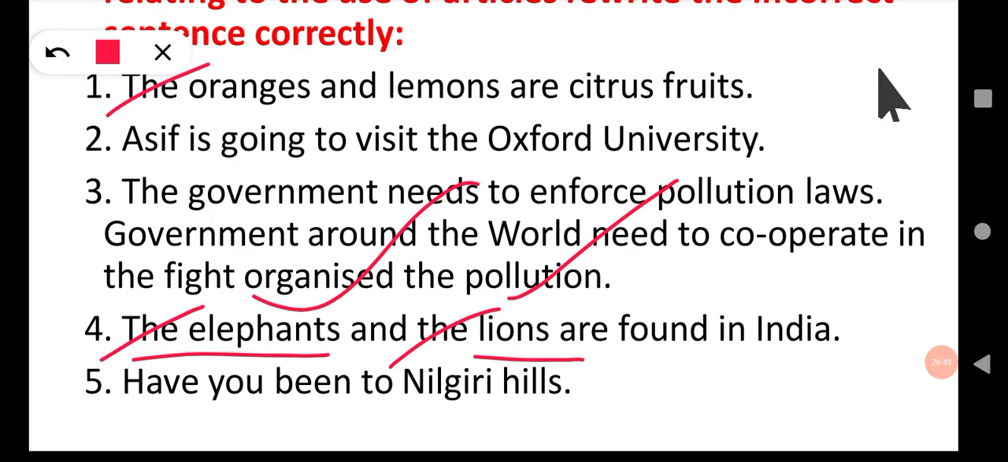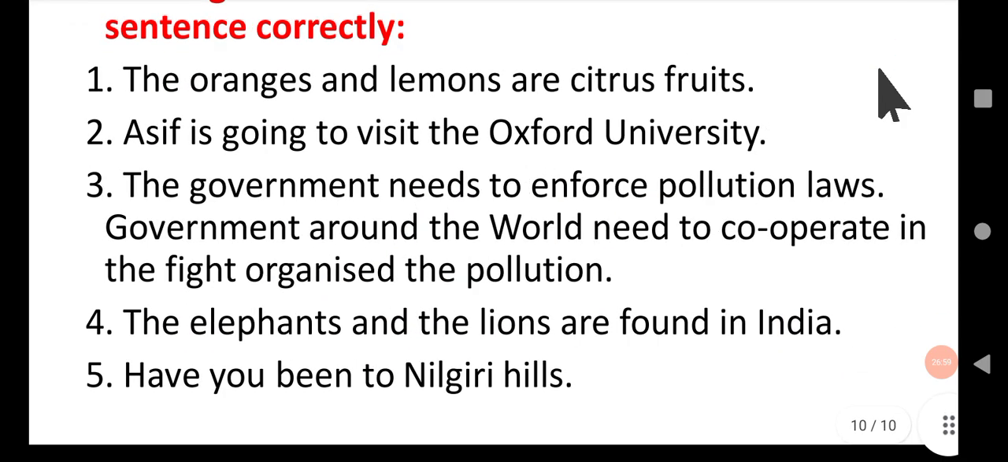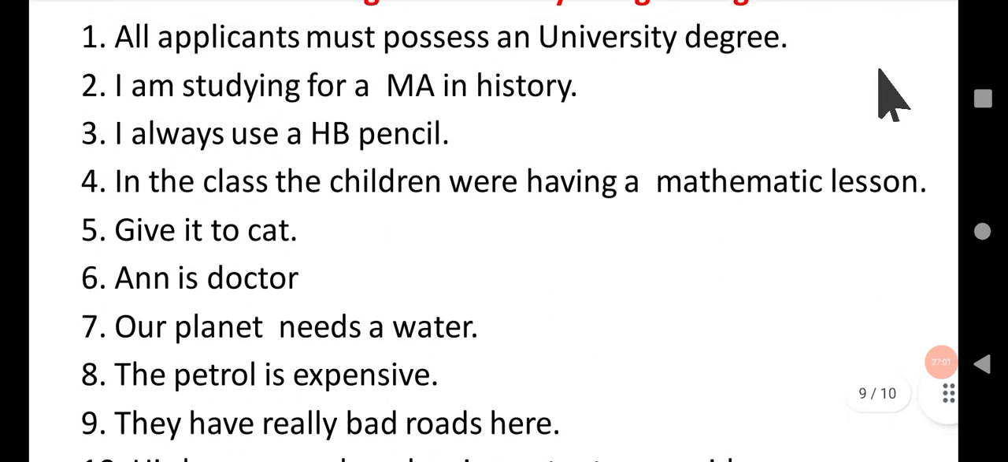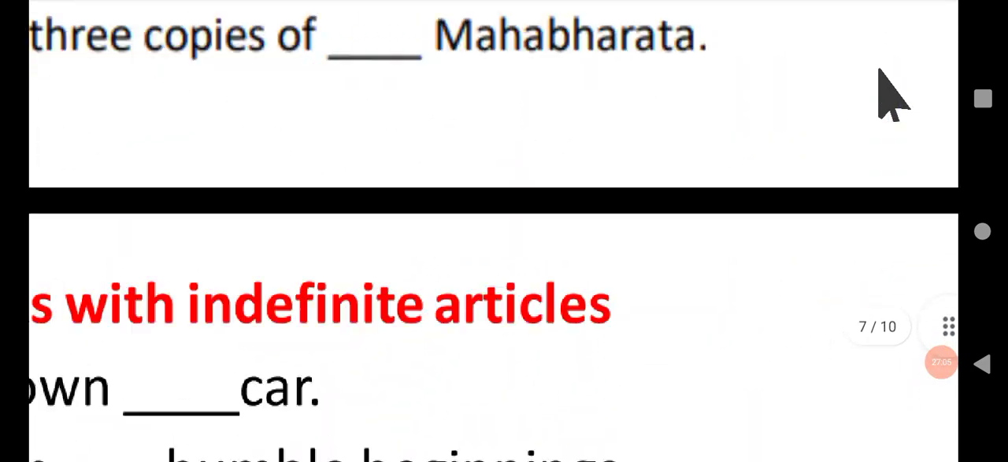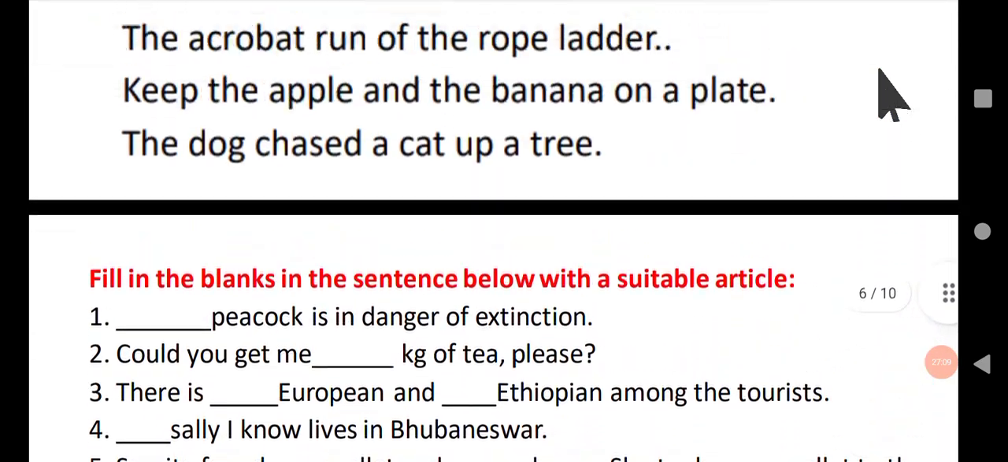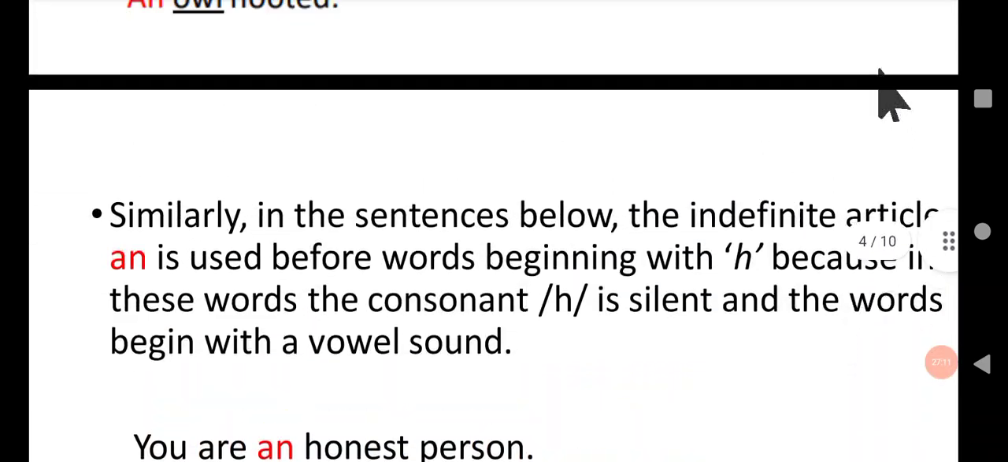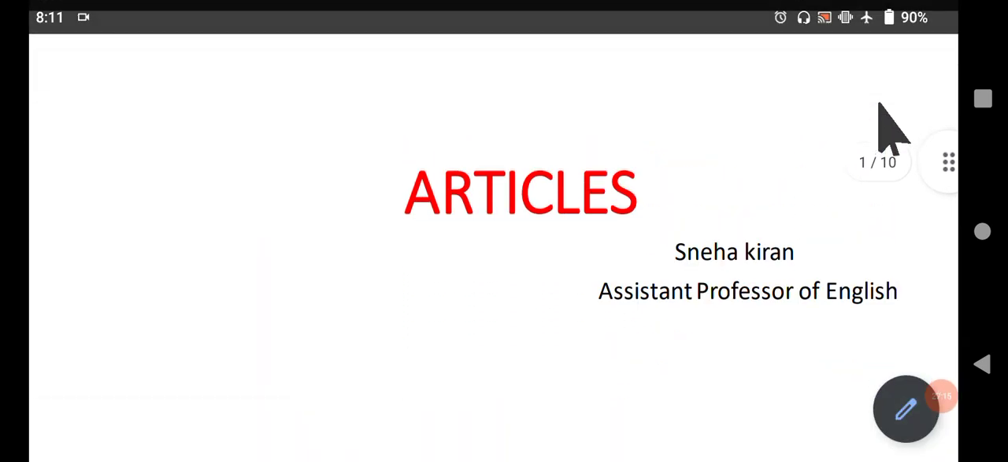Next, "Have you been to Nilagiri Hills?" This is a specific place, so that becomes "the." Okay, "the Nilagiri Hills," not "Nilagiri Hills" directly, right? So these are the errors that you can change, and I have mentioned only a few of the sentences of the exercises which you have in your textbook. For the rest of the exercises, please go through them, whichever seem important that I have mentioned in this PDF. So please learn these articles.